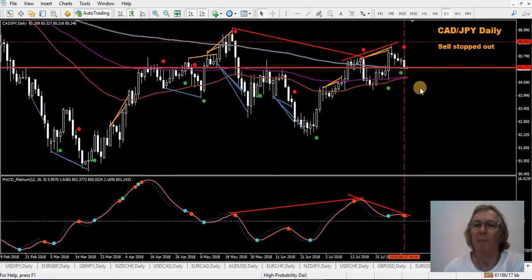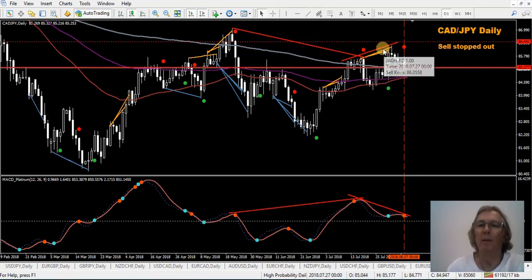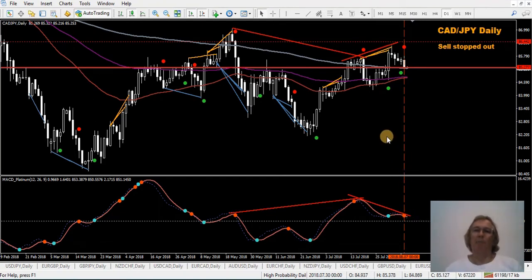CAD Yen. New sell. This is a re-entry actually. Took an original sell back here, stopped out on that little spike, would you believe? And there's a new sell signal this morning. There's divergence there, so higher highs on the price, lower highs on the MACD Platinum, bearish divergence, and so looking to take this down. Hopefully the MAs are pretty tight and flat.